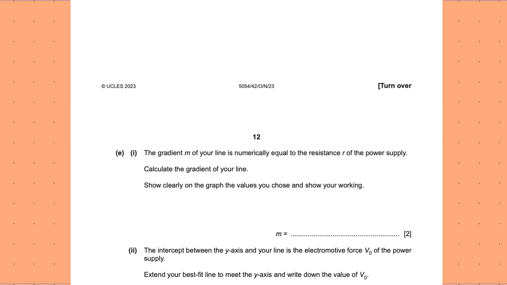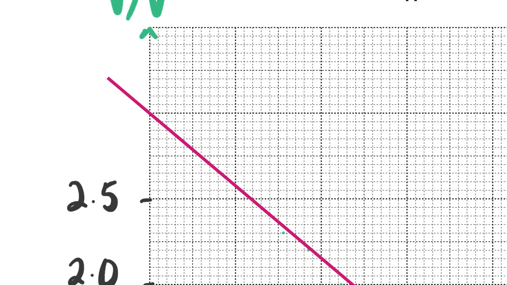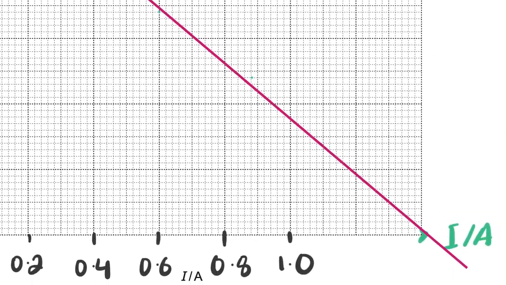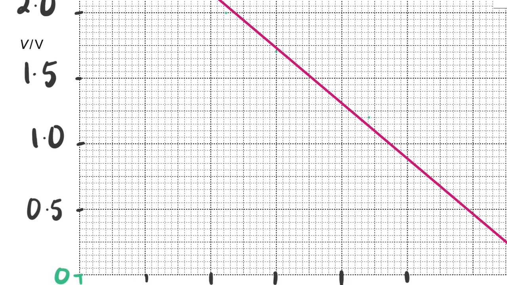The gradient of your line is numerically equal to the resistance of the power supply. Calculate the gradient of your line. Show clearly on the graph the values you choose and show your working. Alright, so one of these values is obvious, which is this one. After 2.5, this must be 3.0, so one value is 0, 3.0. Let's pick up another value which is far away. Maybe this value right here.